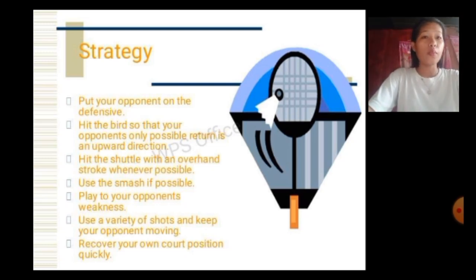Strategy have two examples. First is single. Make opponent move quickly by using different shots. Second is double. Shot to serve are better. Target the space between opponent. Put your opponent on the defensive.